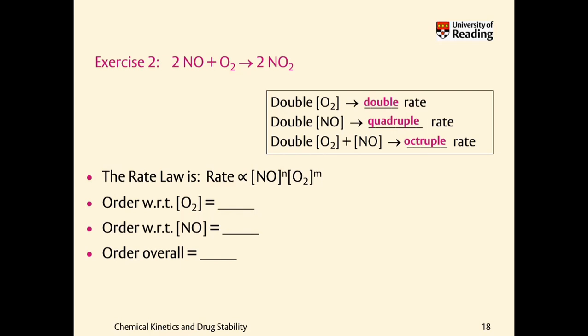This means the rate is proportional to the nitric oxide concentration squared times the oxygen concentration. So we say that the reaction rate is first order with respect to oxygen, second order with respect to nitric oxide, and it is third order overall. So that is the n plus the m gives you the overall order of the reaction. So from this we can see that the rate is proportional to the concentration of the nitric oxide squared times the concentration of the oxygen.